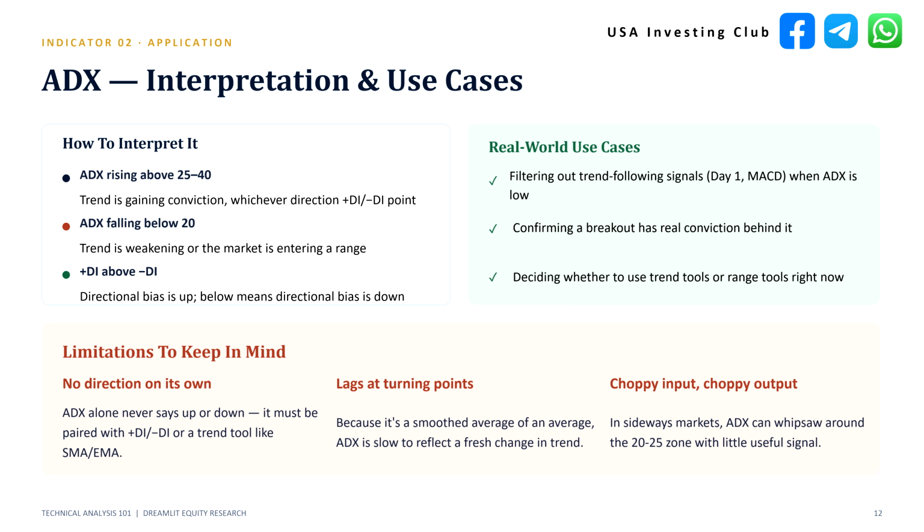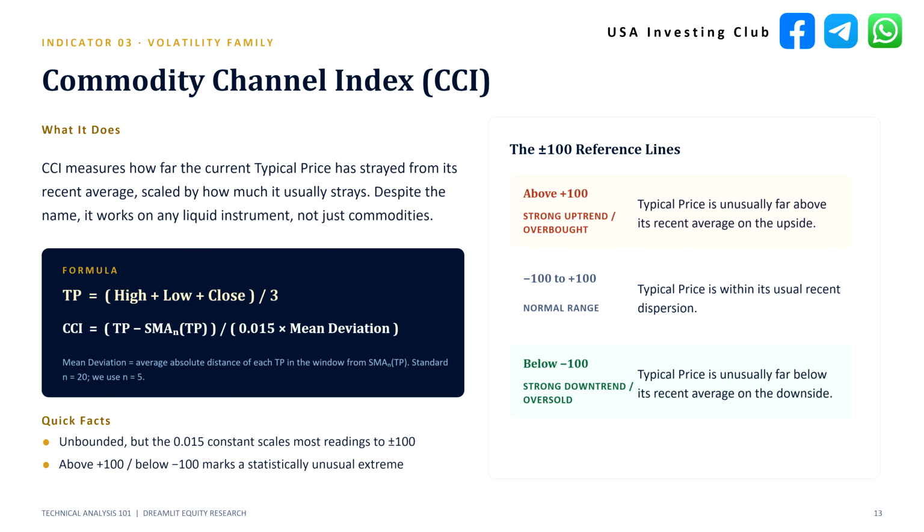The Commodity Channel Index measures how far the current typical price has strayed from its recent average, scaled by how much it usually strays. Despite the name, it works on any sufficiently liquid instrument, not just commodities. Here's the formula. Typical price, or TP, equals high plus low plus close, divided by 3.